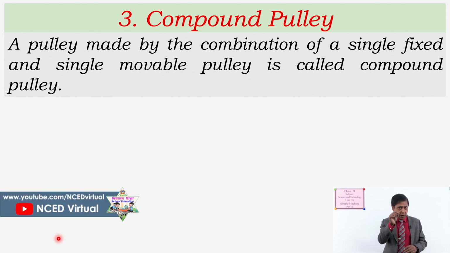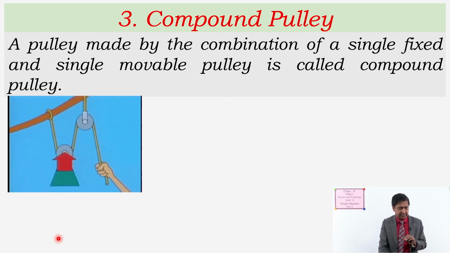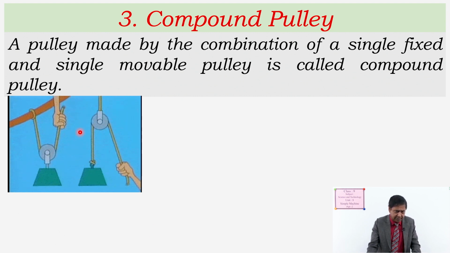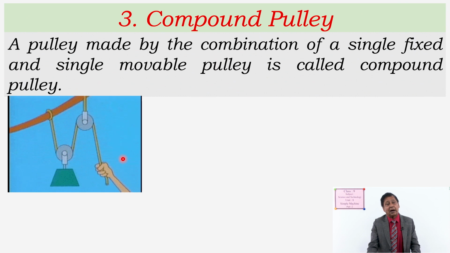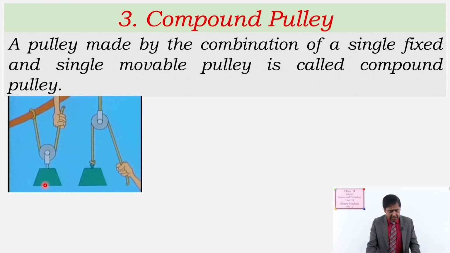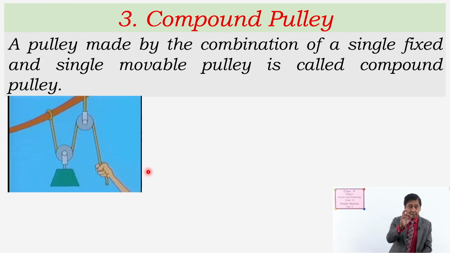I want to show you a small video clip, short video clip, to make you clear that how single movable and single fixed pulley is combined in making compound pulley. Look at this. This video clip says that this is single movable, this is single fixed, and when they are combined, then we'll get compound pulley. You can see this again. Look at this again. If this single movable and single fixed is combined, we'll get compound pulley.